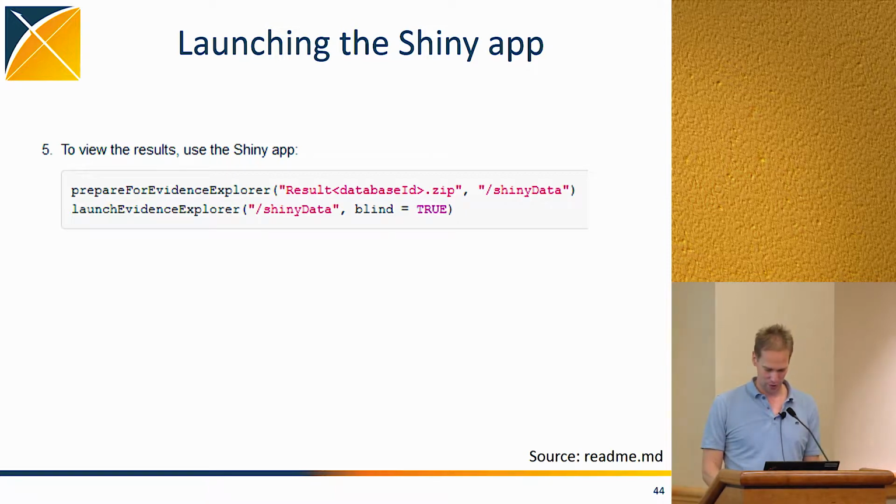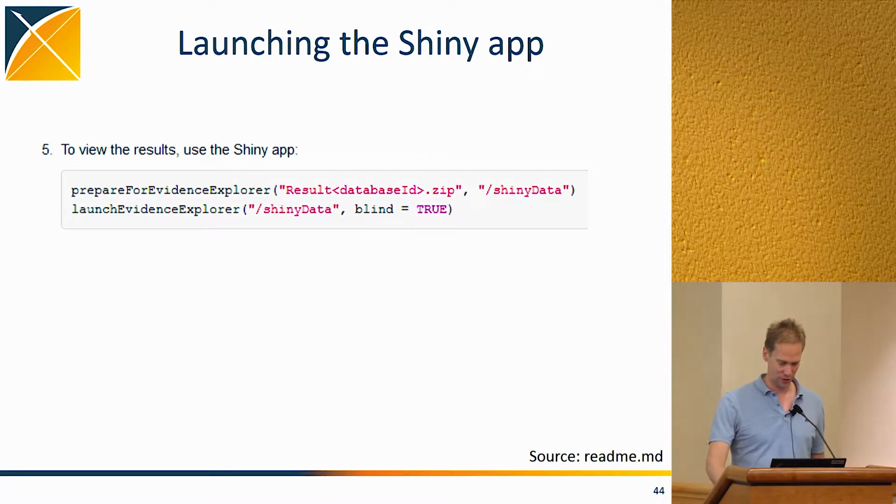So let me show you what the Shiny app looks like. I'm going to do that on my laptop just because I don't know how the Shiny app is going to look in the Amazon environment, but I'm probably okay with running it there. So I ran this package on our J&J data. So I'm going to launch the Shiny app. I've turned blinding off, so I'm actually going to see the results. I'm actually going to open this in the browser. Maybe I can zoom in a bit here.